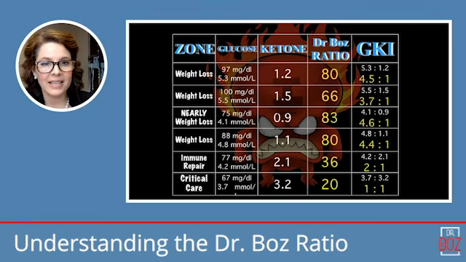And you're like, okay, that's a lot of math. You start with 97, you divide 97 by 18, you put that 5.3 next to the 1.2, and then you reduce that to a common denominator of 1. Or you just divide that glucose of 97 by the ketones of 1.2 for a Dr. Boz ratio of 80.